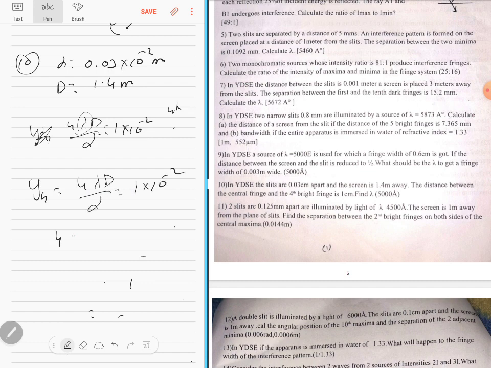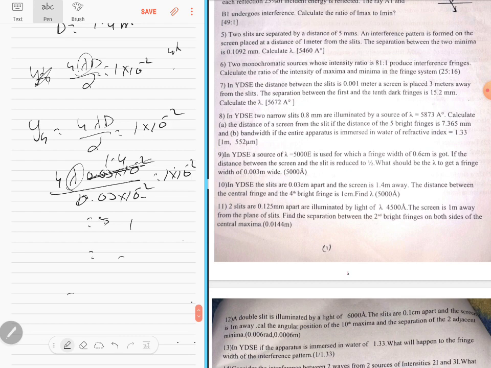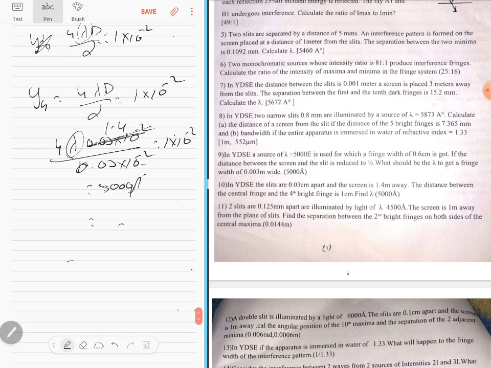So 4 into lambda, you don't know; capital D is 1.4, small d is 0.03 into 10 to the power minus 2, is equal to 1 into 10 to the power minus 2. Cross multiply, get the value of lambda, you're done. Such an easy sum. You will get 5000 Angstrom to be the answer.